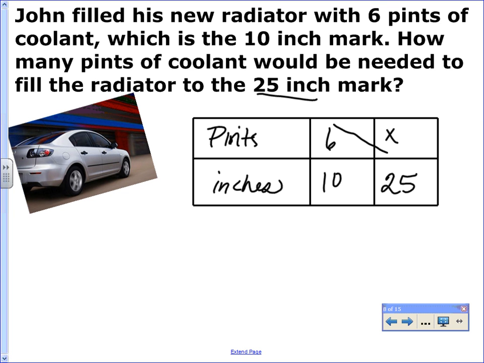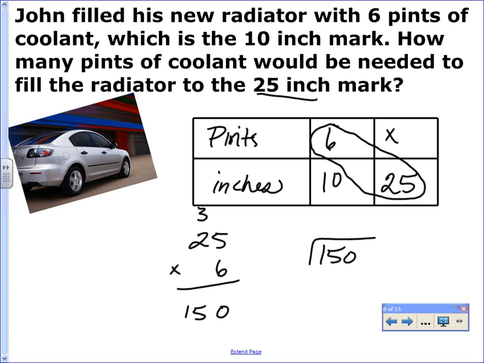So now we're going to do 6 times 25. That's not one that most of us can probably do in our heads, so we're going to write it down. And that's 150, divided by 10. So x equals 15. So we need 15 pints of coolant to get to that 25-inch mark.